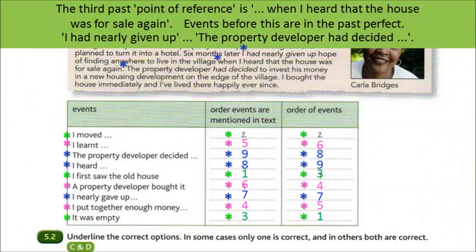The third past point of reference is when I heard that the house was for sale again. Events before this are in the past perfect. I had nearly given up. The property developer had decided.